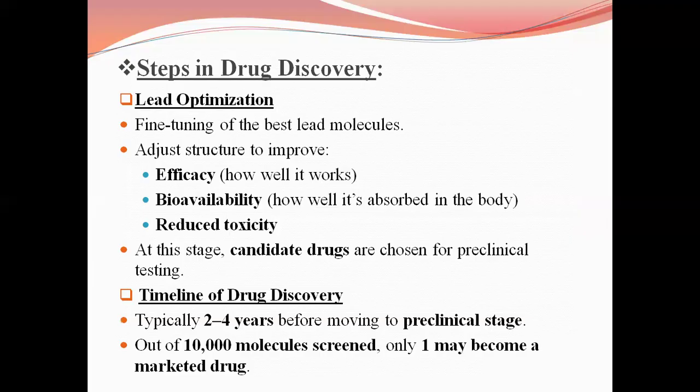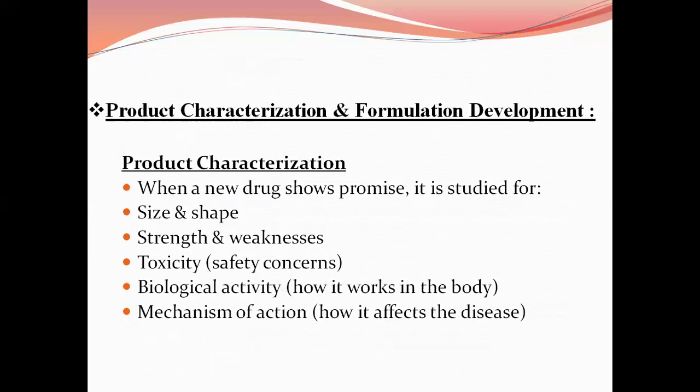Efficacy, how well it works, bioavailability, how well it is absorbed in the body, reduced toxicity. At this stage, candidate drugs are chosen for preclinical testing. Timeline of the drug discovery: typically, you can assume that it takes 2 to 4 years before moving to the preclinical stage. Out of 10,000 molecules screened, only one may become a marketed drug, or sometimes it also fails. So it's a very complex, very interesting, very time consuming and very costly process, जैसा कि आपने देखा है.